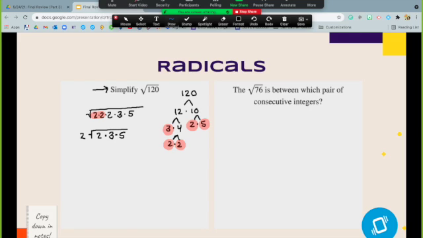Cool. And so from there, I'm just going to multiply 2 times 3 times 5, which equals, let's see, I think that would be 30. And then we just drop down the 2. And so that would be my final answer.